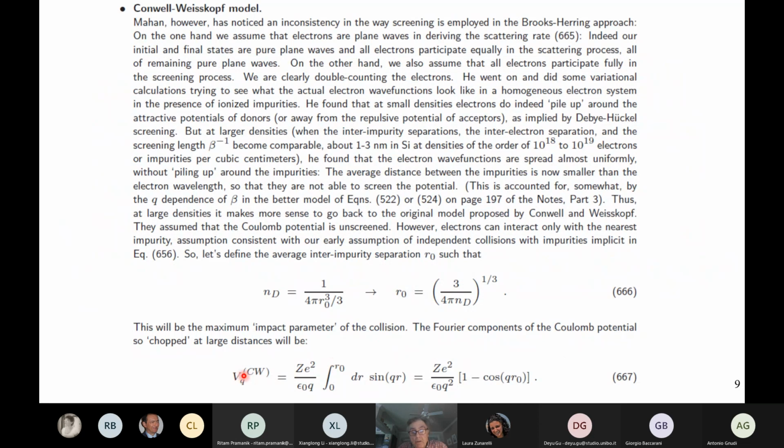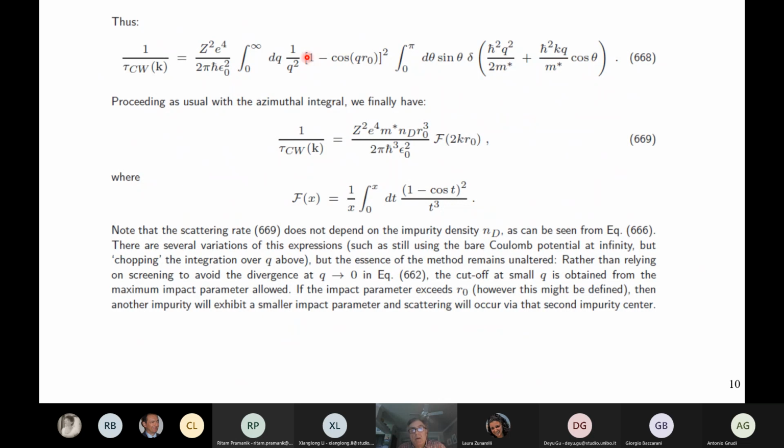Okay, so what we do is, in taking the Fourier transform of the Coulomb potential, rather than having a simple 1 over q squared, we have something which kills it. Notice that as q goes to 0, this goes like q squared. The q squared over here cancels the singularity that we have here. So essentially we chop the range of the Coulomb potential to this average inter-impurity separation. And we can do the algebra now. The integration over q is again regularized by the presence of this term.